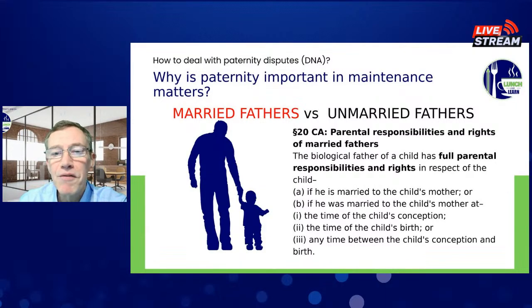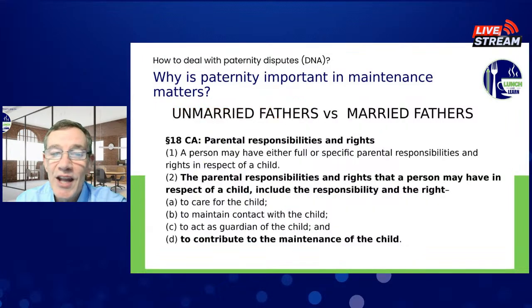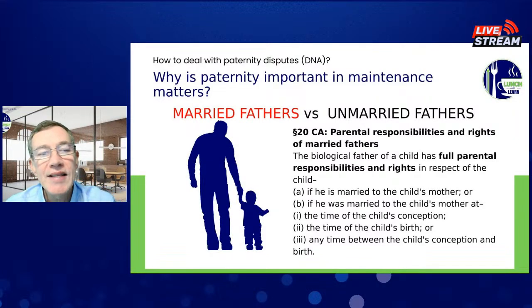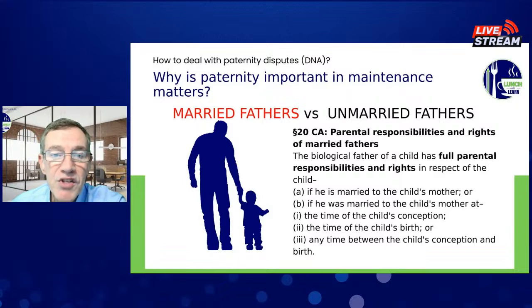If we look at married fathers, remember we said that the parental responsibilities and rights include the care, the contact, acting as a guardian, as well as the payment of maintenance, like we saw in the previous slide. So when we turn to married fathers, we look at Section 20, which deals specifically with the parental responsibilities and rights of married fathers. Now, a biological father of a child who is married to the biological mother has full parental responsibilities and rights.